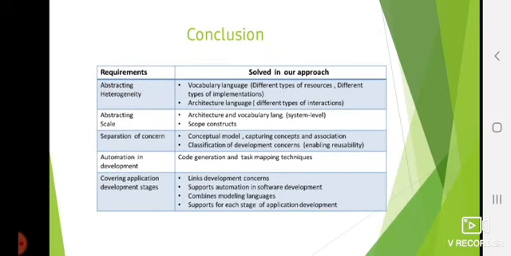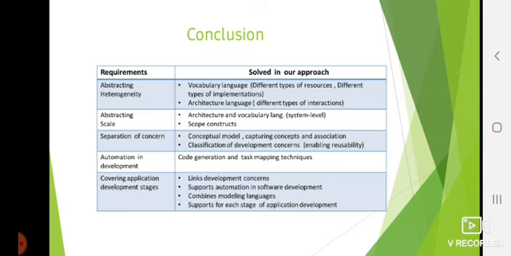It consists of the requirements and how they are solved in our approach. The first requirement is abstracting the heterogeneity. In our approach, we solve this by using the vocabulary language, for different types of resources and different types of implementation. The next one is the architecture language. Another requirement is abstracting scale. It is solved in our approach by the architecture and vocabulary language and the scope construct.